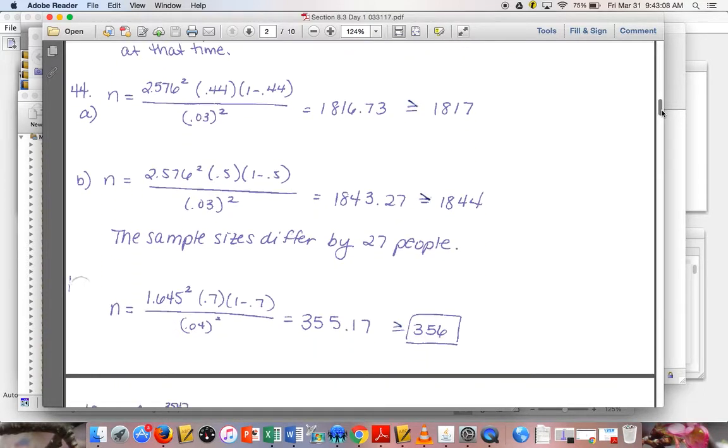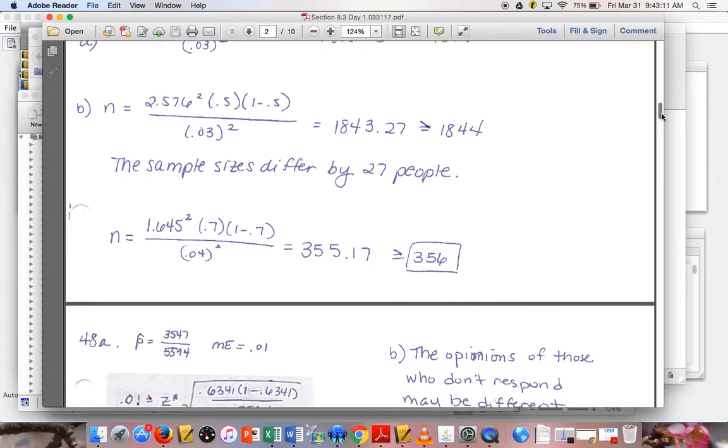You can pause this video if it's going too fast.